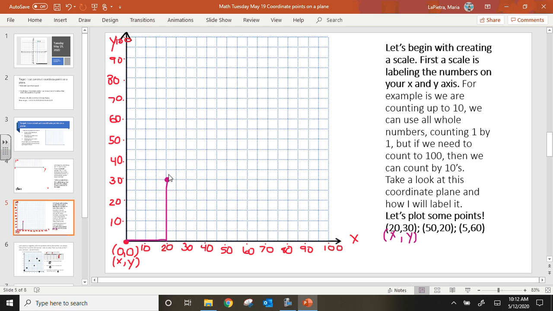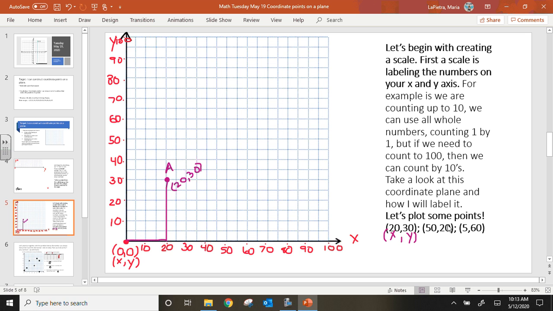Sometimes they'll say, label that A, label that B, whatever point they want you to. Or, right next to it, you can put 20, comma 30, in that order. It must stay in that order, because if you did it in the opposite, this point would not be here. Let's do another one.